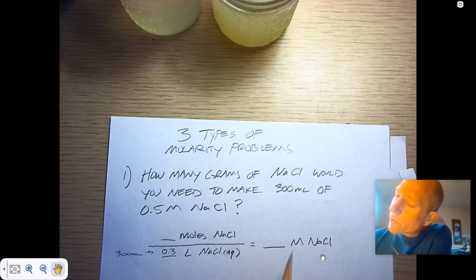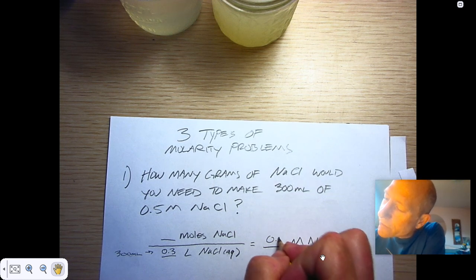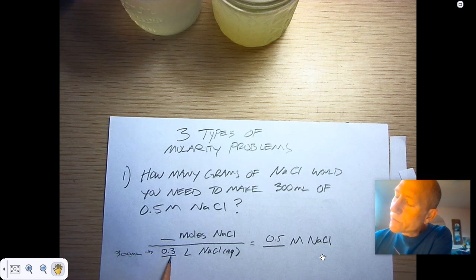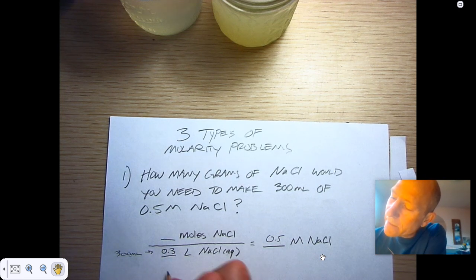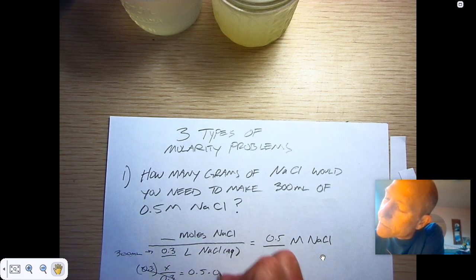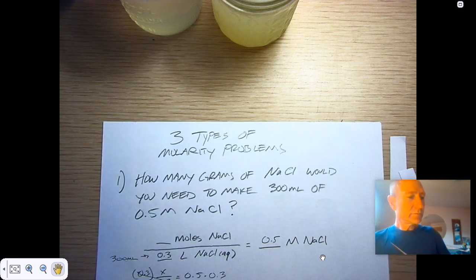So it looks like the molarity of this solution is 0.5 molar. So what we're going to do is we're going to put X right here. X divided by 0.3 equals 0.5. So we're going to have to multiply both sides by 0.3, and that's going to cancel out 0.3.